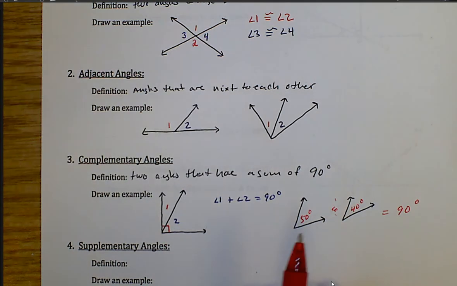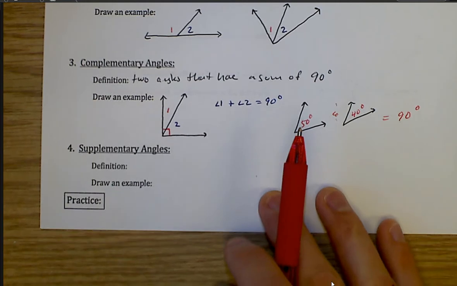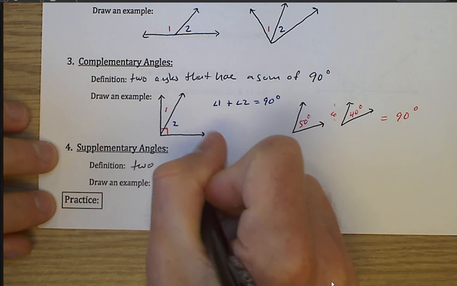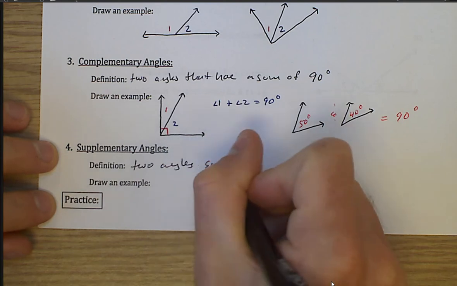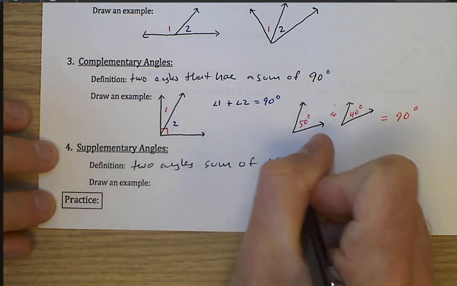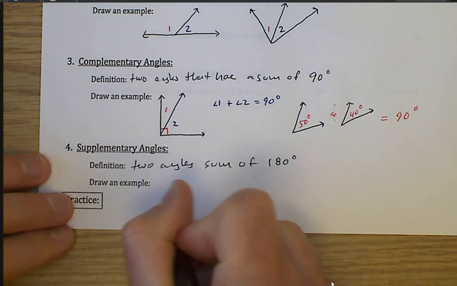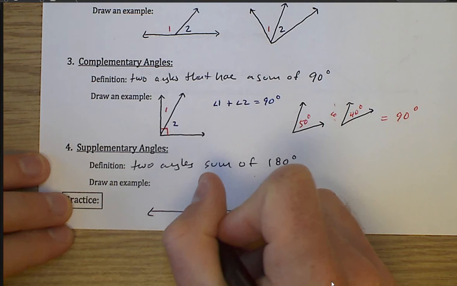Okay? The last one, supplementary, is kind of the same definition, except now it's two angles that have a sum of 180 degrees, okay? The most common picture you're going to see for this is one you've already seen on these notes.